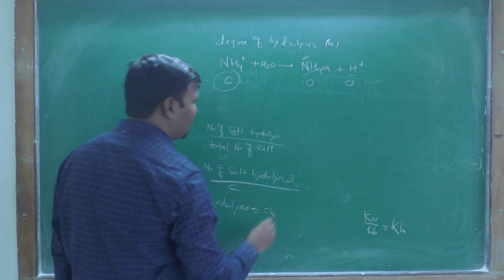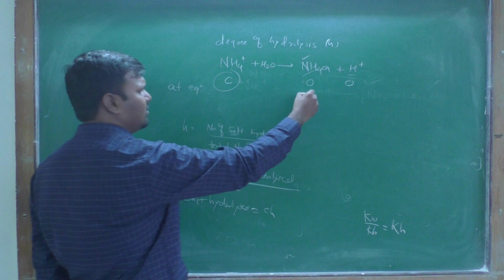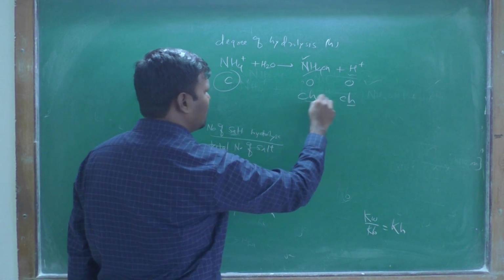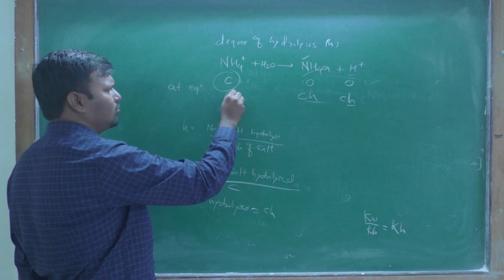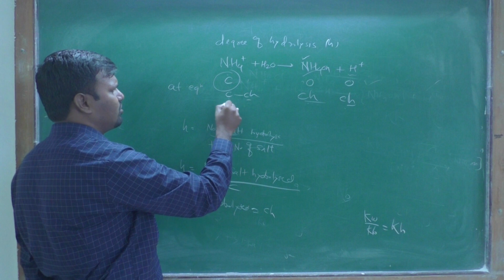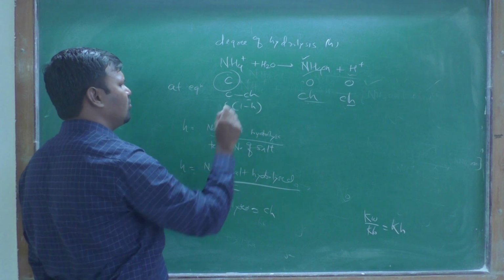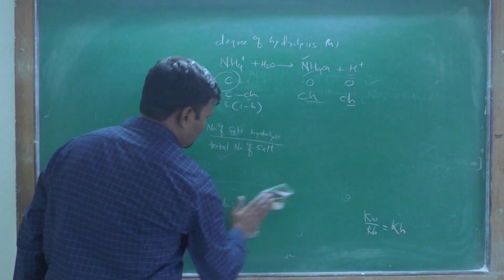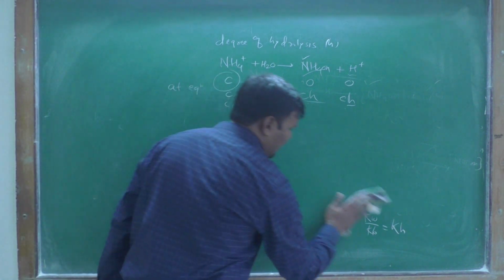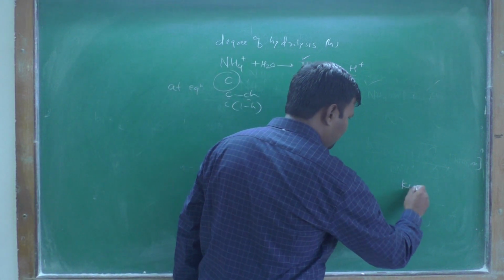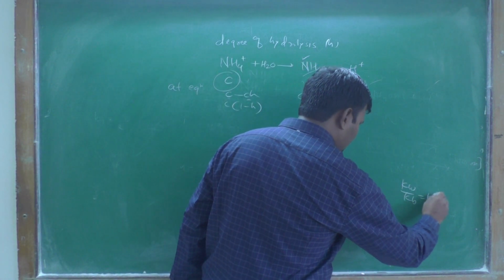C into h. Therefore, at equilibrium this will be Ch and Ch. Therefore, it is converted into Ch, so the initial concentration will be, you have to remove the Ch. C is the constant, C minus Ch, that is C(1 - h), is your initial concentration. Okay, therefore, the relation Kw upon Kb is equal to Kh we have found.